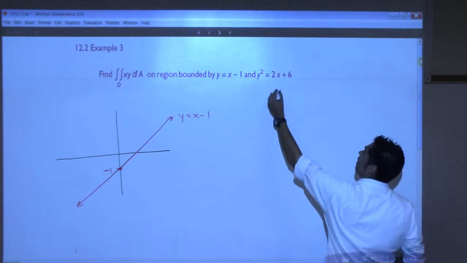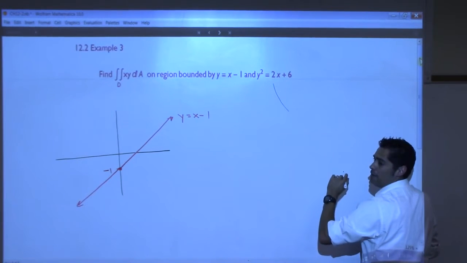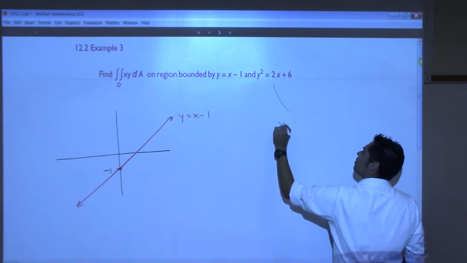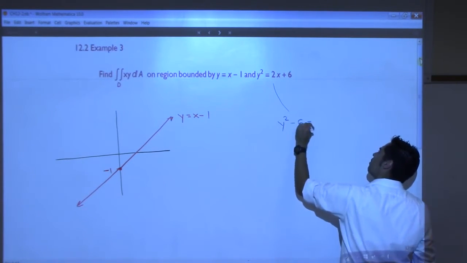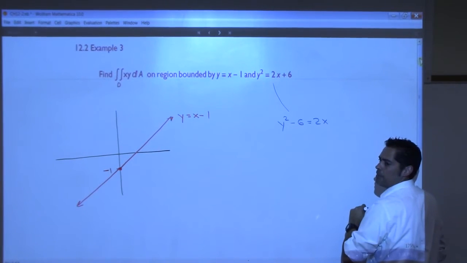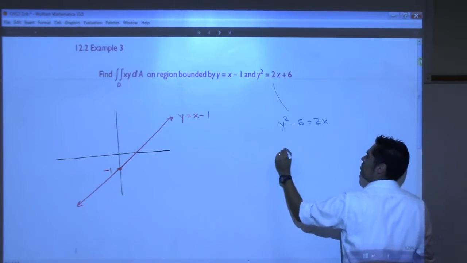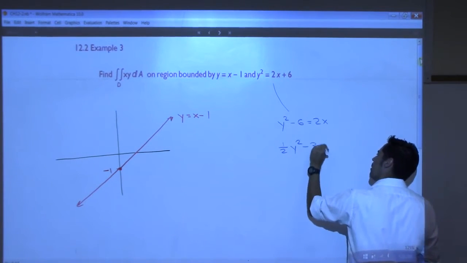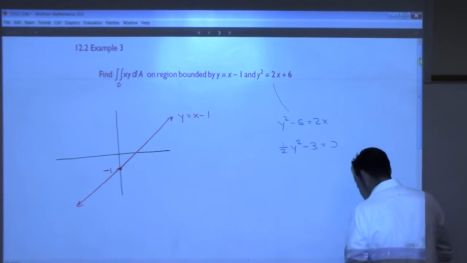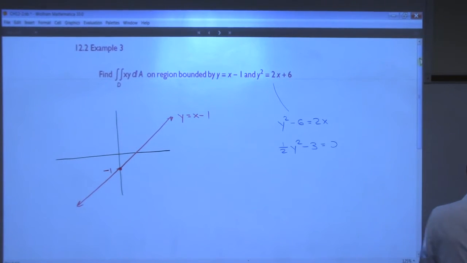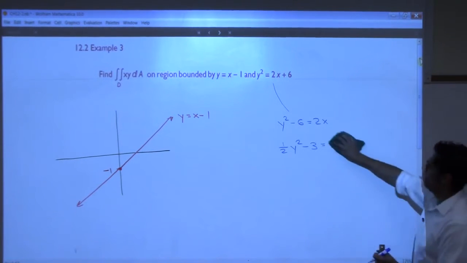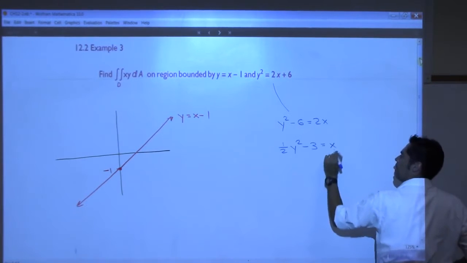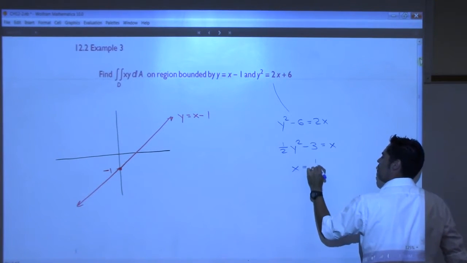So let's see how we could do that. Let's go ahead and try and solve this. Let's solve that for x. We get y squared minus 6 equals 2x, right? If we divide both sides by 2, we get 1/2 y squared minus 3 equals x. And just rewriting it in a different order.